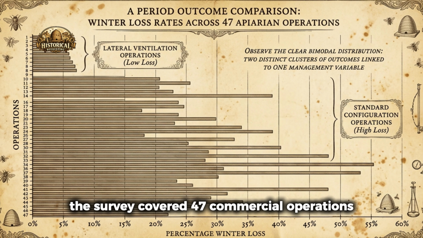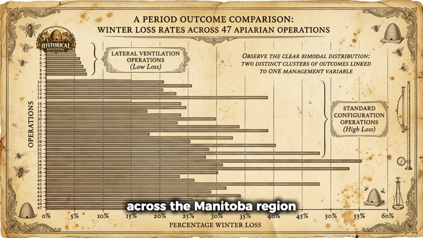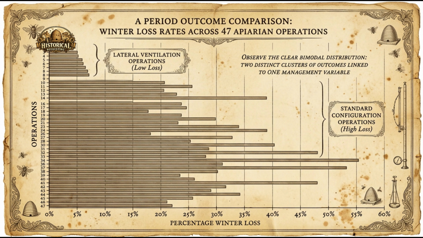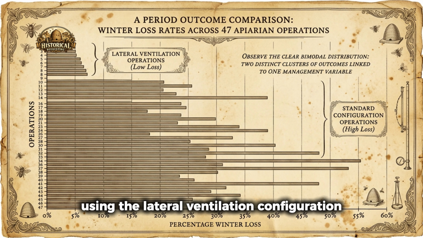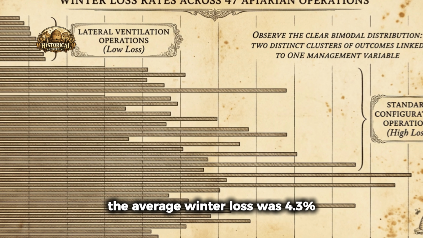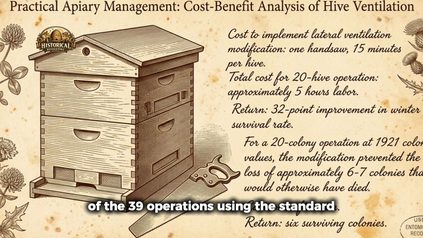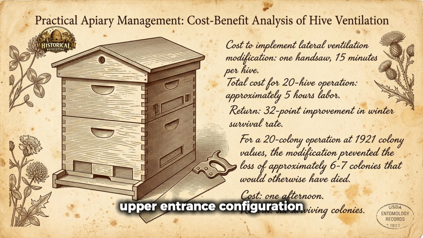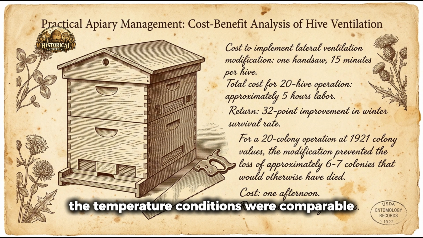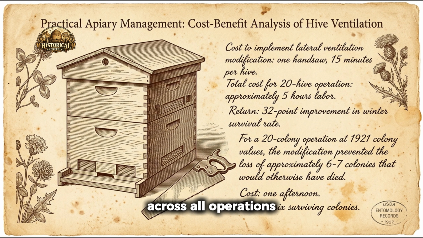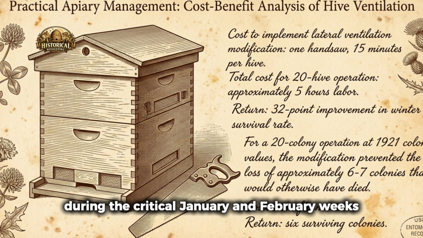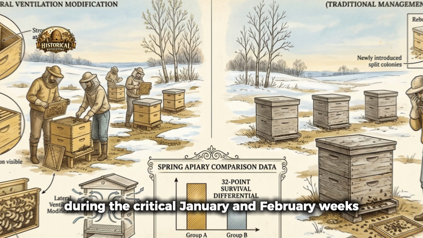The survey covered 47 commercial operations across the Manitoba region in the winter of 1921 to 1922. Of the 8 operations using the lateral ventilation configuration, the average winter loss was 4.3%. Of the 39 operations using the standard upper entrance configuration, the average winter loss was 36.8%. The temperature conditions were comparable across all operations. All experienced the same -30 conditions during the critical January and February weeks.